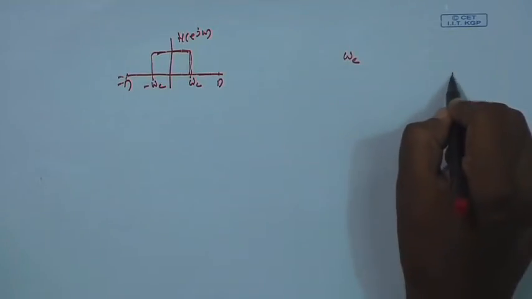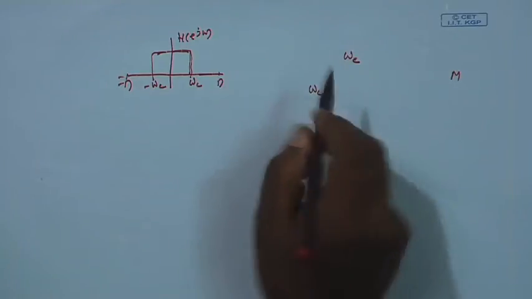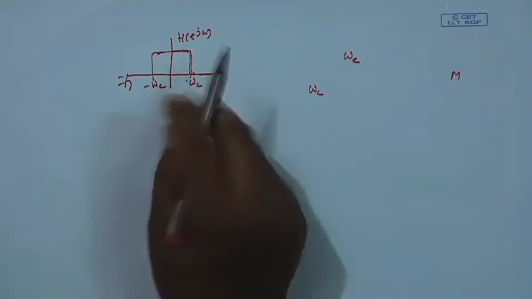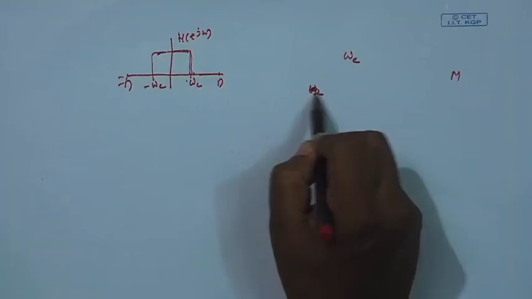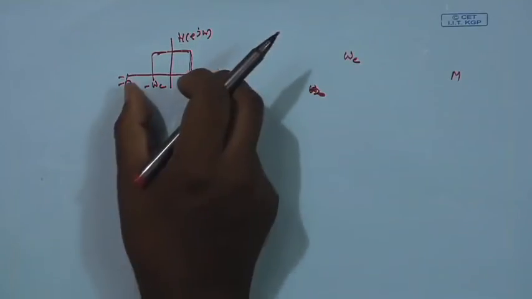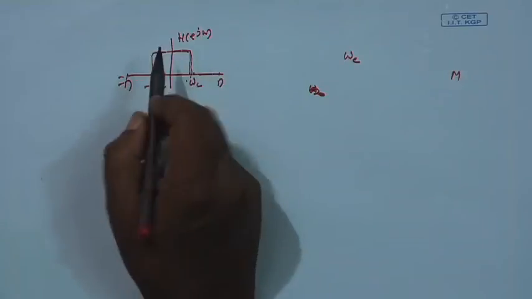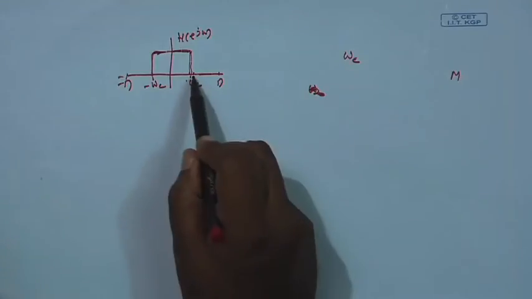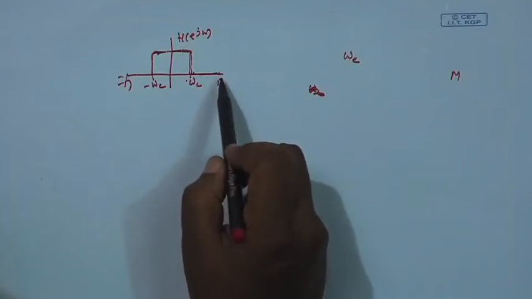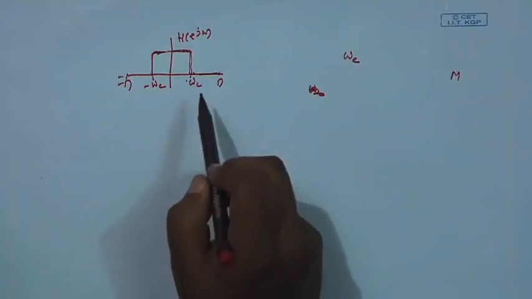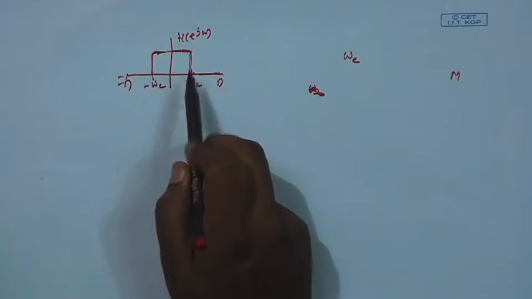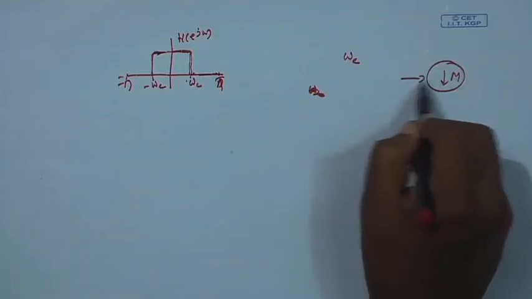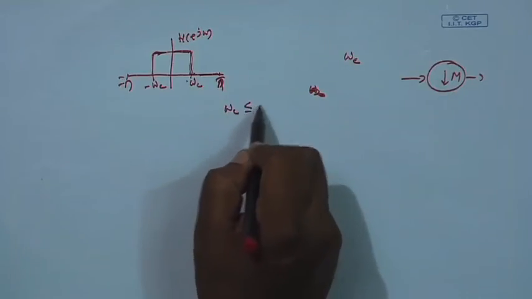If you want to decimate by M, then omega c, relative to the half sampling frequency, should be less than pi by M, because the spectrum will be expanded M times. So you pass the signal through a low pass filter so that it is band limited. Whenever you are doing decimation, before bringing down the sampling rate, you must make sure the signal is properly band limited. That is, if the band is pi and you are decimating by a factor M, then omega c should be less than or equal to pi by M.